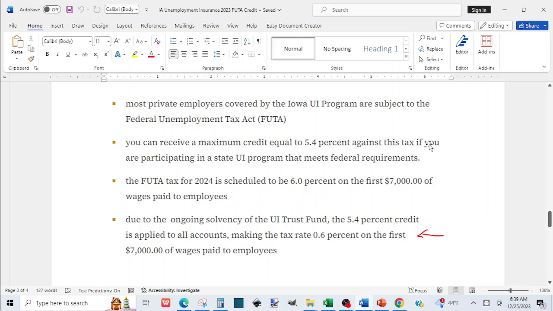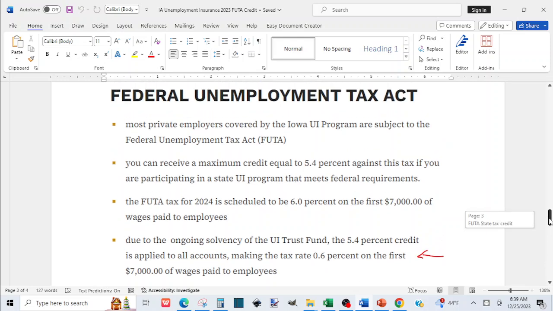So I took a screenshot to file for my records. The way I understood it is, for the state of Iowa, if we meet the requirement, which to me means you are paying state unemployment tax and you pay on time by the time Form 940 for the IRS is due, you can claim that maximum 5.4%.